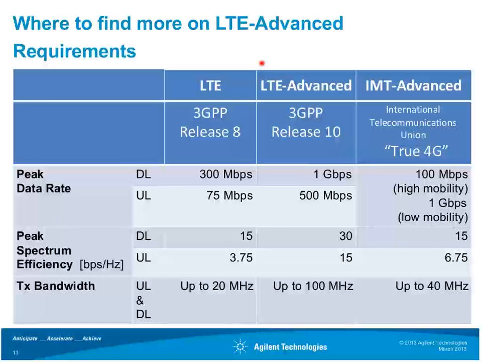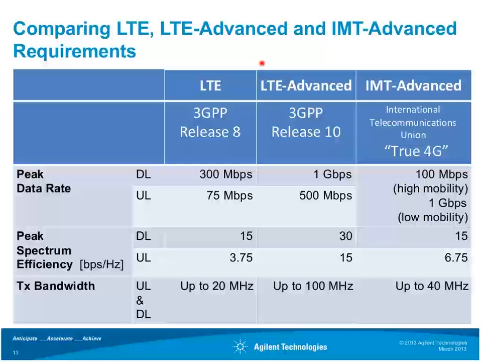So let me compare the requirements of LTE Advanced and IMT Advanced. These are the requirements that were put in place that the designers need to design the equipment to. LTE comes from Release 8 of the 3GPP standards, and LTE Advanced comes from Release 10. I'll use the terms LTE Advanced and Release 10 interchangeably throughout the rest of this presentation. IMT Advanced is a set of requirements from the International Telecommunications Union that was designed to globally be the true 4G standard for the world.